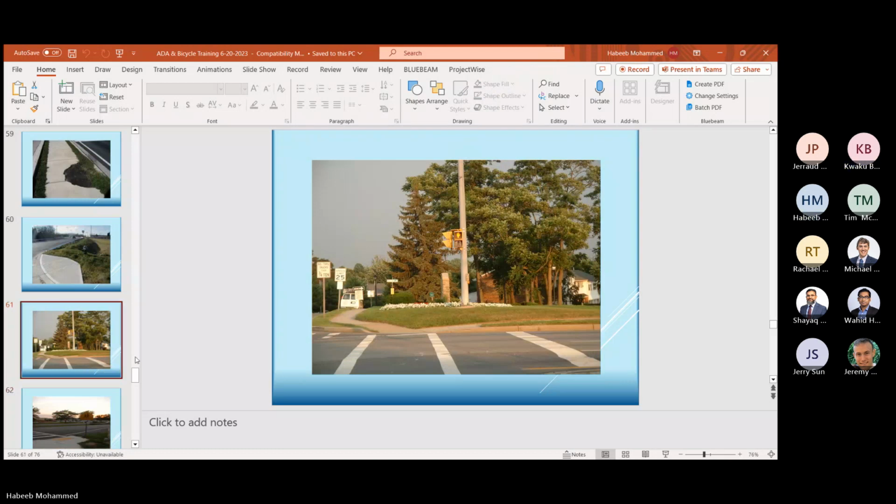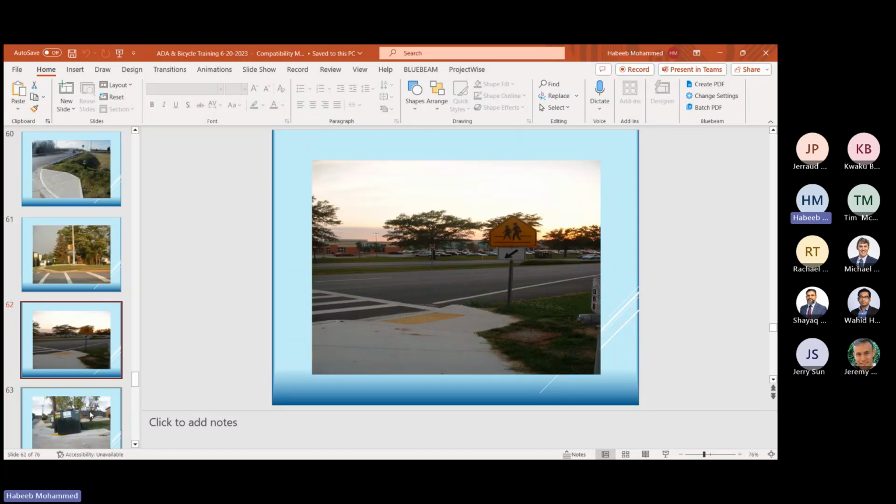Okay, yep. So this one is fairly simple. You can see that the pedestrian push button is way too far. It's ridiculous. I don't know whoever put that. Maybe this was done way before ADA even came into the picture, but this is not right. They have to bring it in, in this case, close to the level landing area.